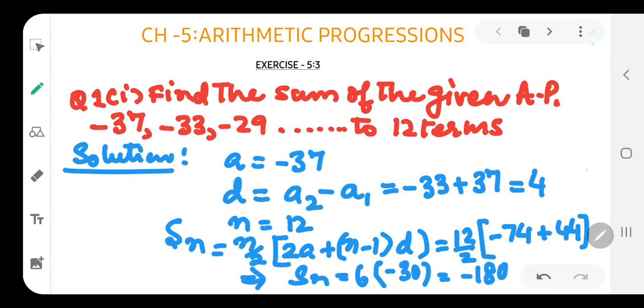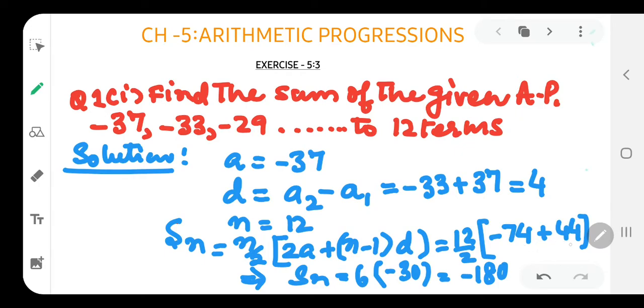Now a is equal to minus 37. d we will calculate a2 minus a1, that is minus 33 plus 37 will give you 4, and n is given equal to 12. Let's put all these values in the formula. The formula is Sn is equal to n by 2, 2a plus n minus 1 d. When we put the value n equal to 12 divided by 2, you are left with 6. Then in place of a, you will write down minus 37 multiplied by 2 will give you minus 74.